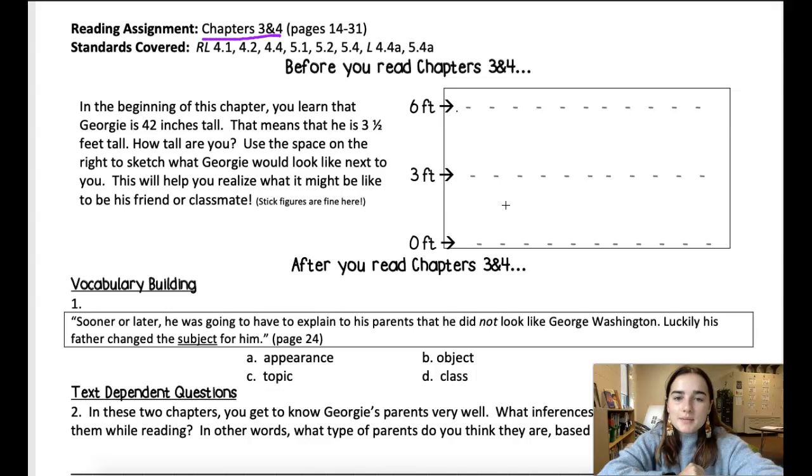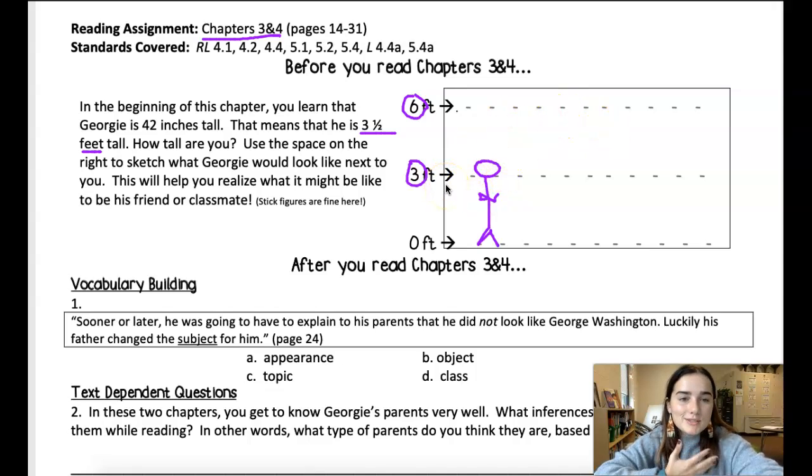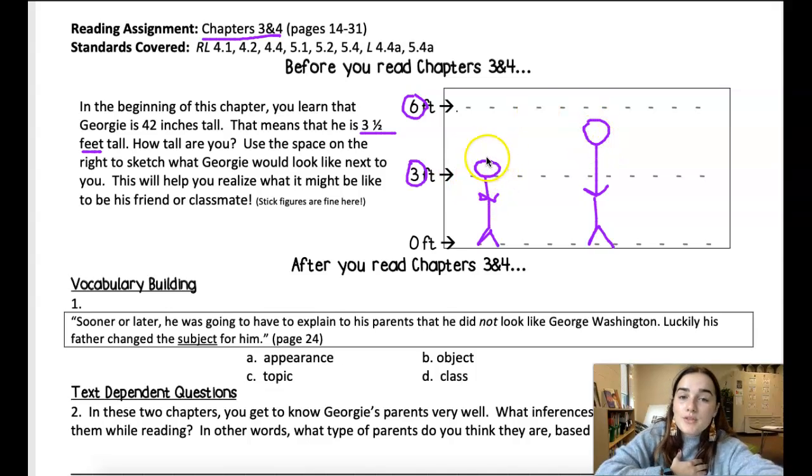So first, I'm going to mark where Georgie would be. It says that he is 3.5 feet tall. If we see this is 6 feet and this is 3 feet, I can just assume that 3.5 is about right here. So I'm going to draw Georgie right there. But then the question is asking us to draw a stick figure of ourselves, how tall we are, so that we can compare our height to Georgie's height. So, Miss Wilson, I am 5'2", so I'm about right here. I'm going to draw myself right here. Nothing fancy. I just want to see the height difference between myself and Georgie. So you'll do that with your own height.